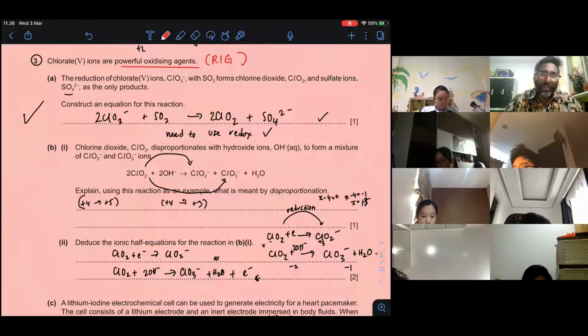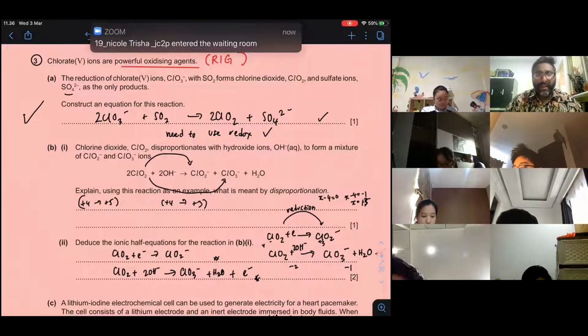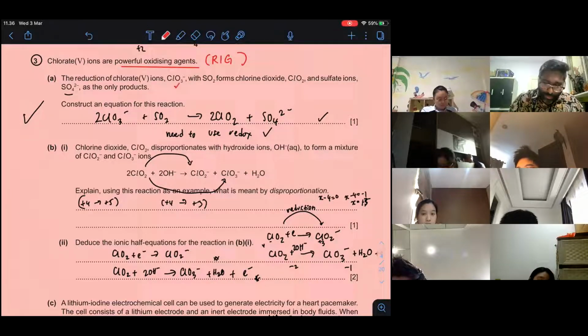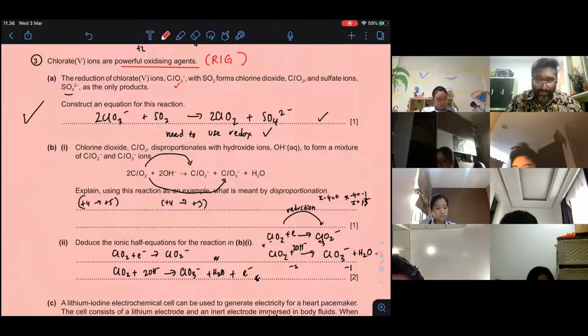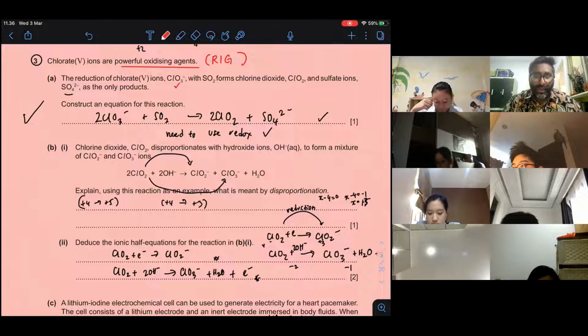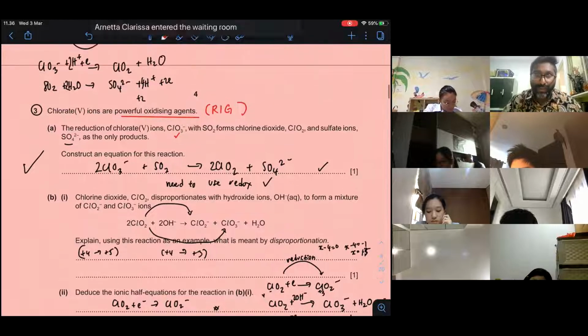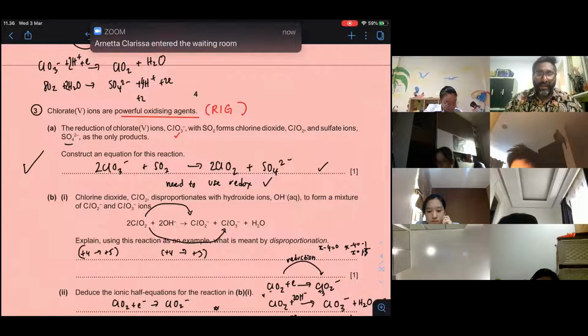So this is going to be important because later when we want to try to balance the equations, it's going to be very important. Now, here they mentioned that the reduction of this ion, ClO3 minus, with SO2 forms ClO2 and sulfate ions as the only products. So you need to balance the equation. Now, for any equation related to redox, I will strongly advise you to do it in half equation form. Don't balance it directly. So let's do the half equations.